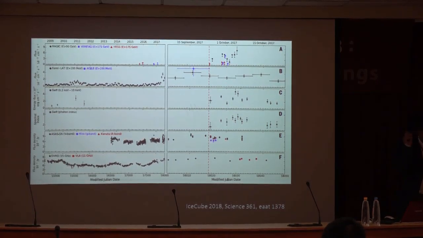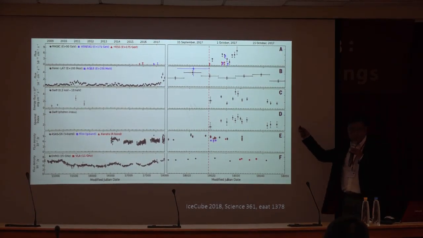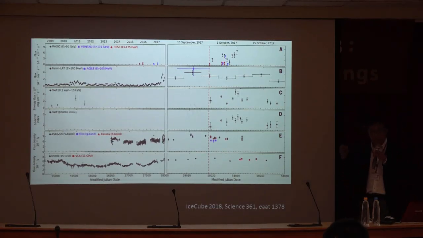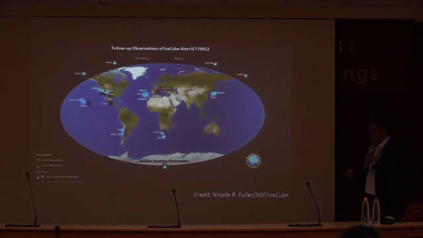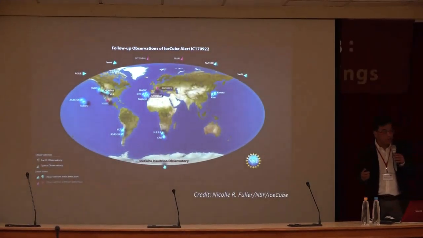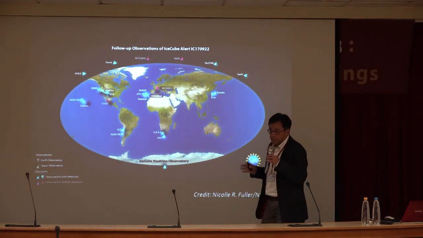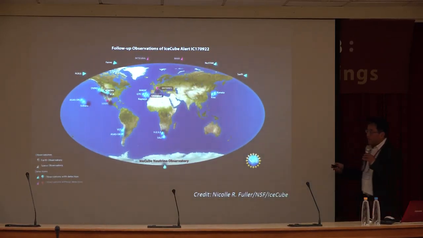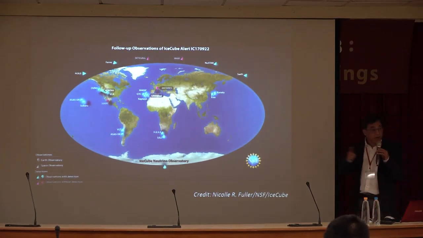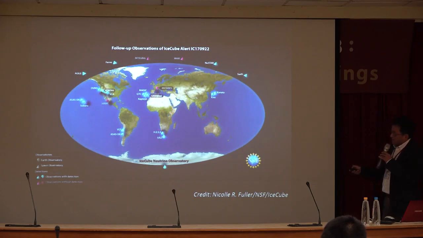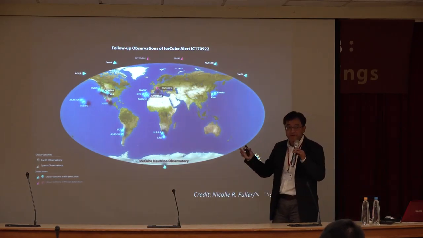Because of the direction coincidence and also the photon activities, this kind of identification was considered quite firm. Okay, so this is the first neutrino event from a blazar. And for this kind of observation, usually we need a lot of different facilities all around the world. So very often, in the future, you will see a figure like this. This is not from LIGO, this is IceCube, okay? So there are different facilities and some satellites doing this kind of observation together.